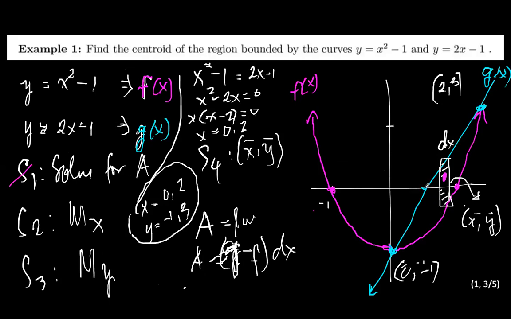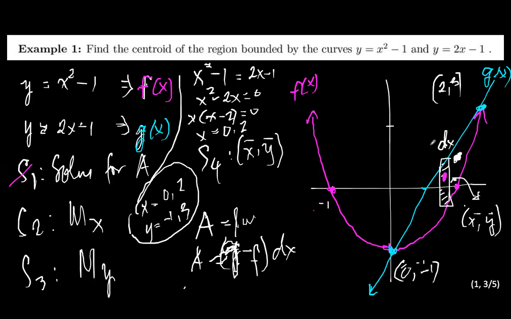So 1 comma 3/5, where is that? Somewhere here. That's 0.6. 1 is this one, and 3/5 positive is here. All right, this is the center. Maybe the figure that I drew is not so accurate.